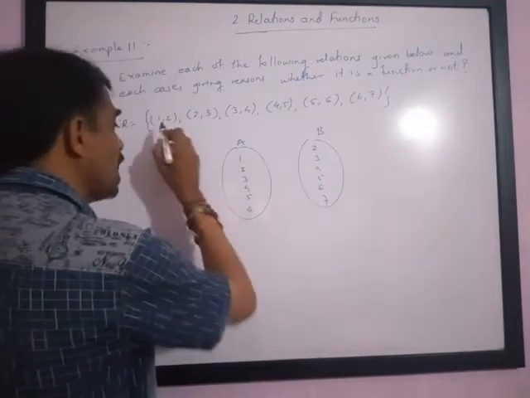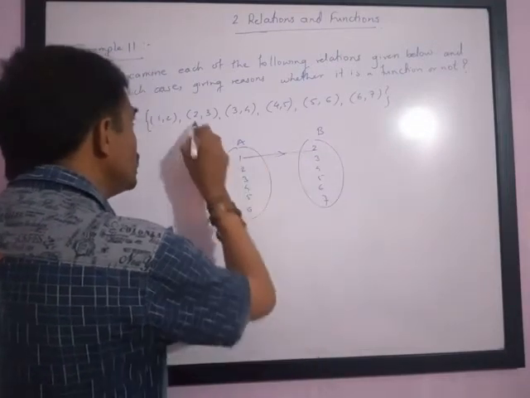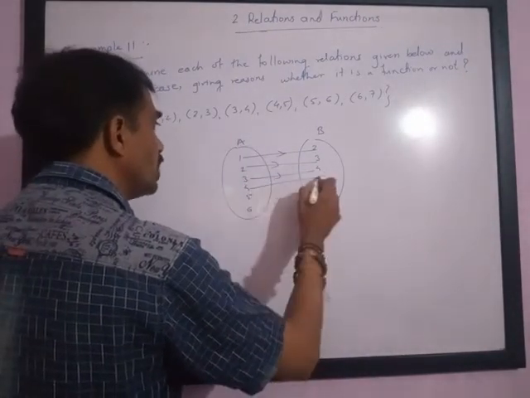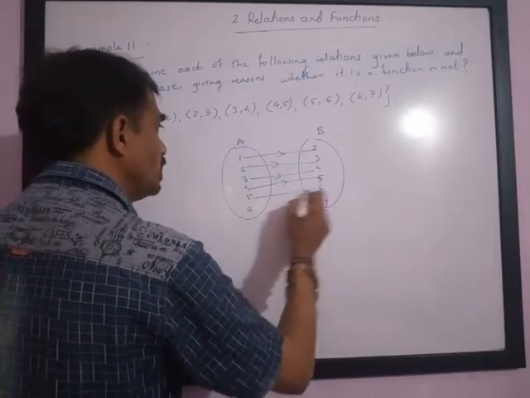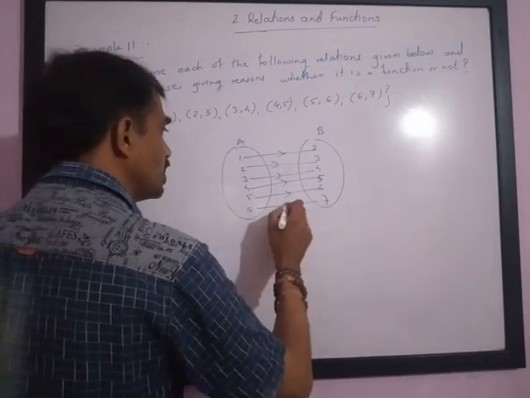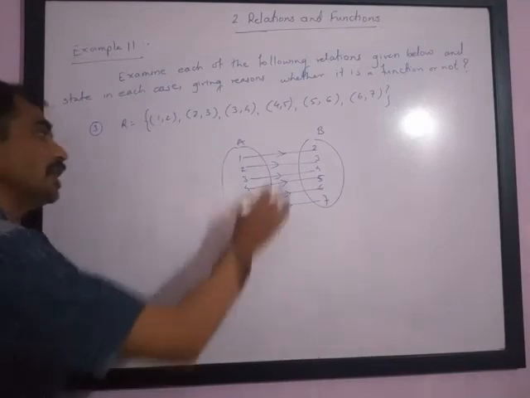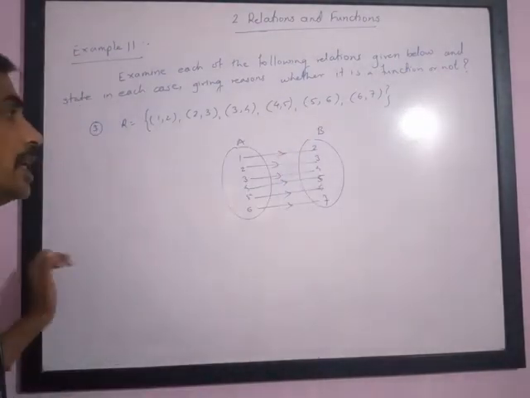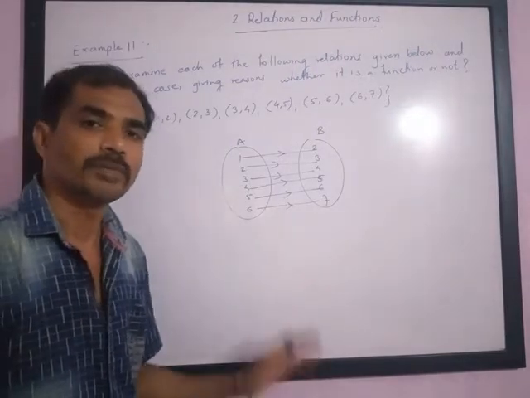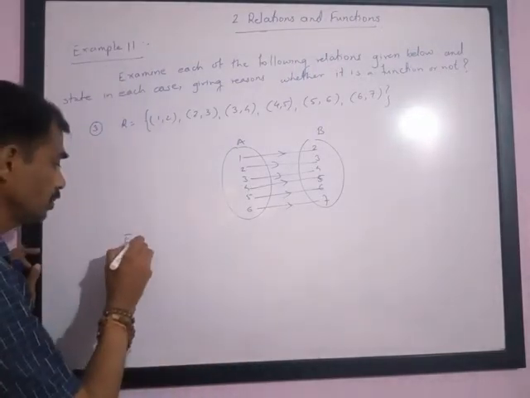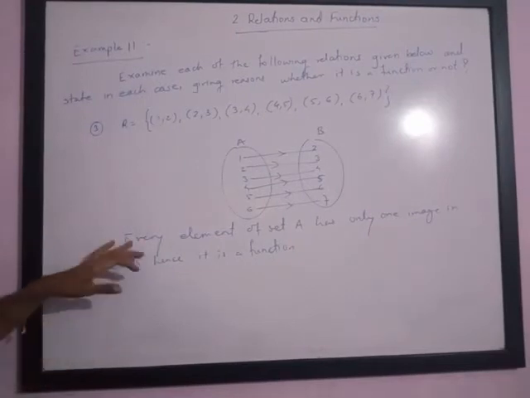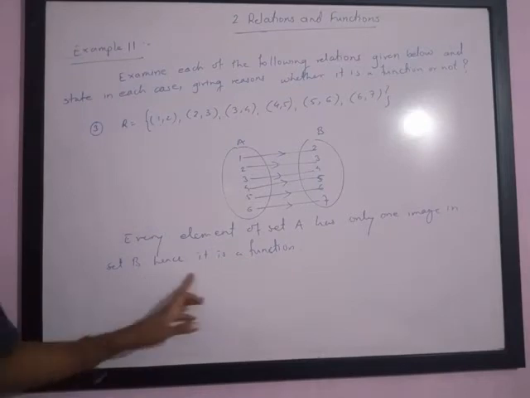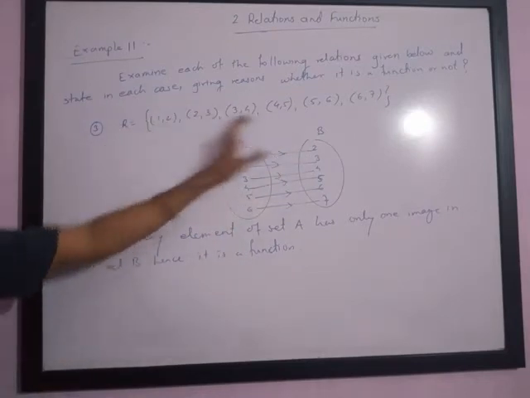Please understand, 1 has a relation with 2, 2 has a relation with 3, then 3 has a relation with 4, 4 has a relation with 5, 5 has a relation with 6, and 6 has a relation with 7. Every element in set A has only one image in set B, hence it is a function. Thus every element of set A has only one image in set B, hence we can call this a function.